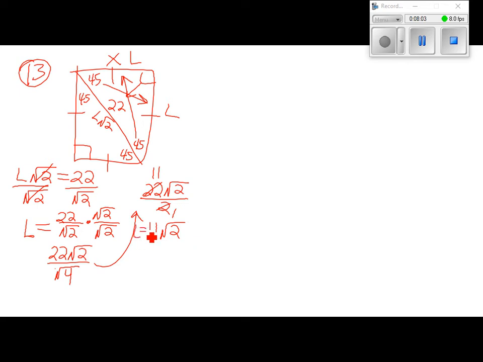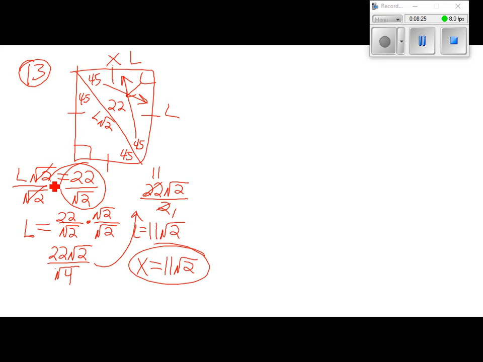Well, anywhere we see L, we can stick that in. That's what we're looking for, is that X right there. So in this case, X equals 11 radical 2. If you changed it to a decimal way back here, if you just took 22 divided by the square root of 2 and got the decimal answer and gave me that answer for X, I would accept that also.